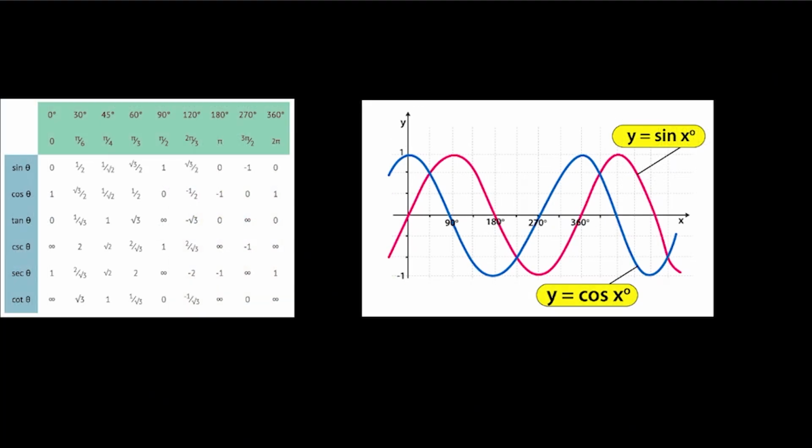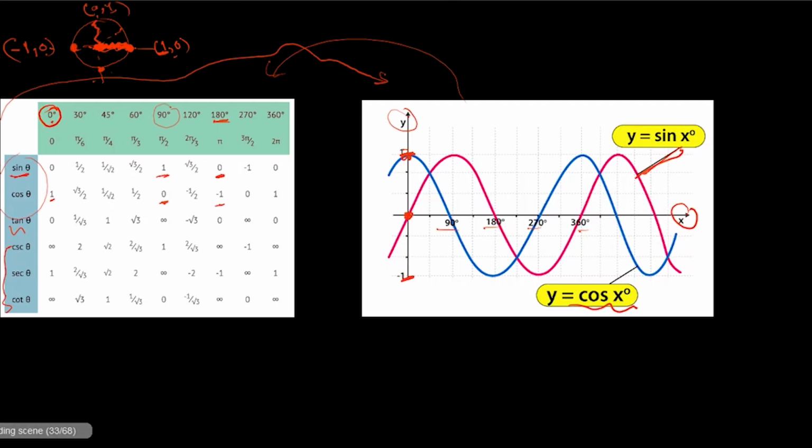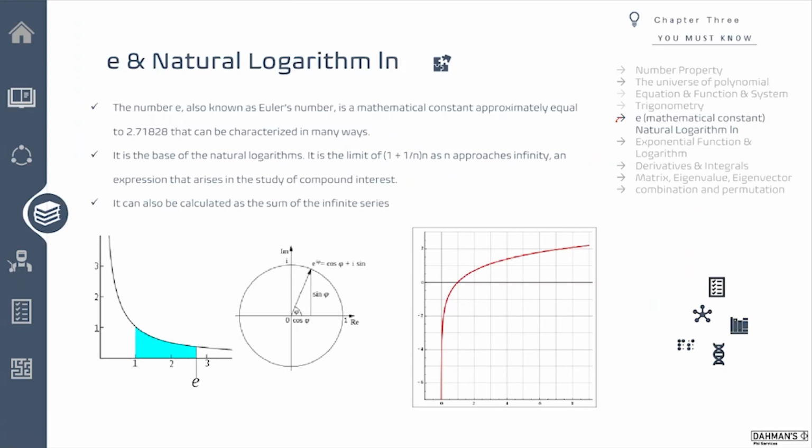I want to show you, closing down on this entire section, at degree 0, my sine is 0, cosine is equal to 1. Now we are actually ready to move to the third outline, and that is the E mathematical constant or the natural logarithm ln.